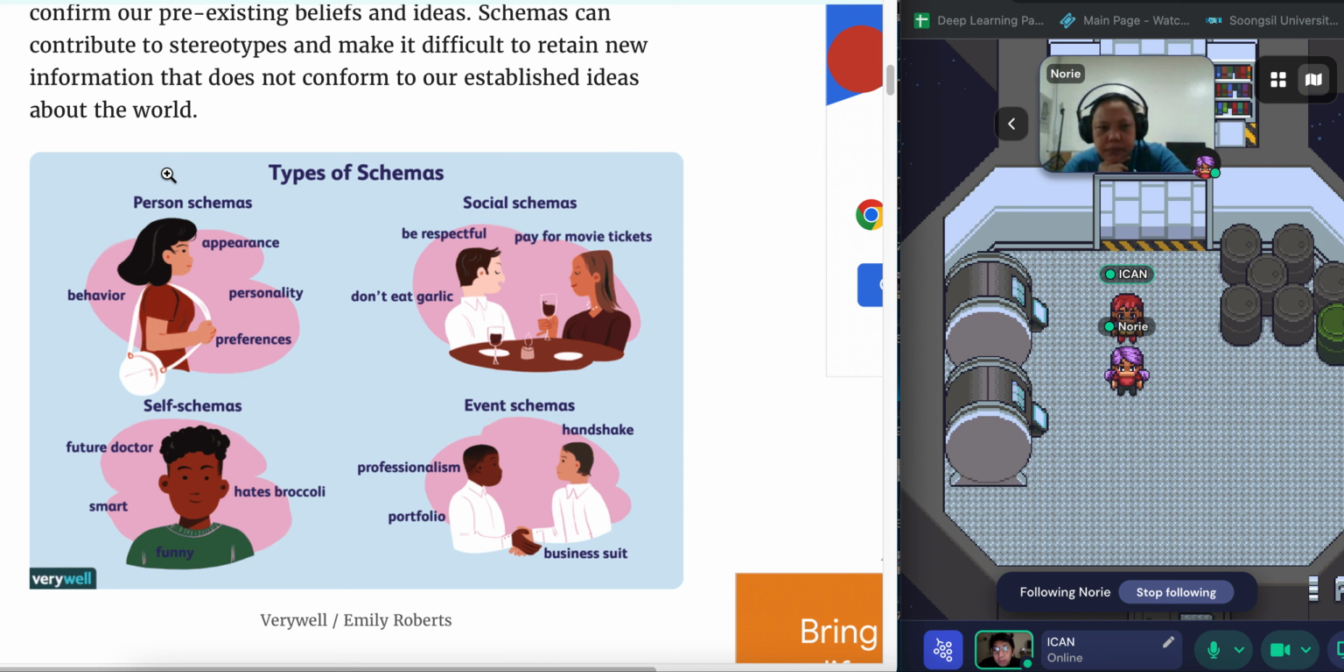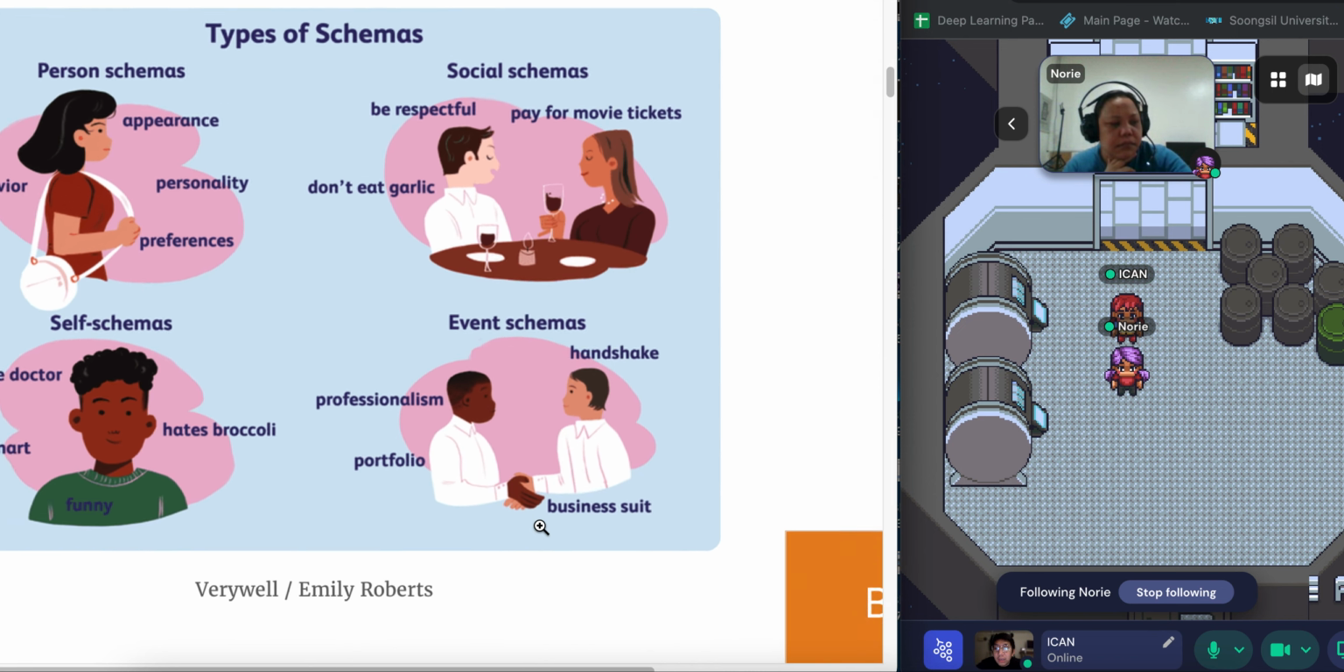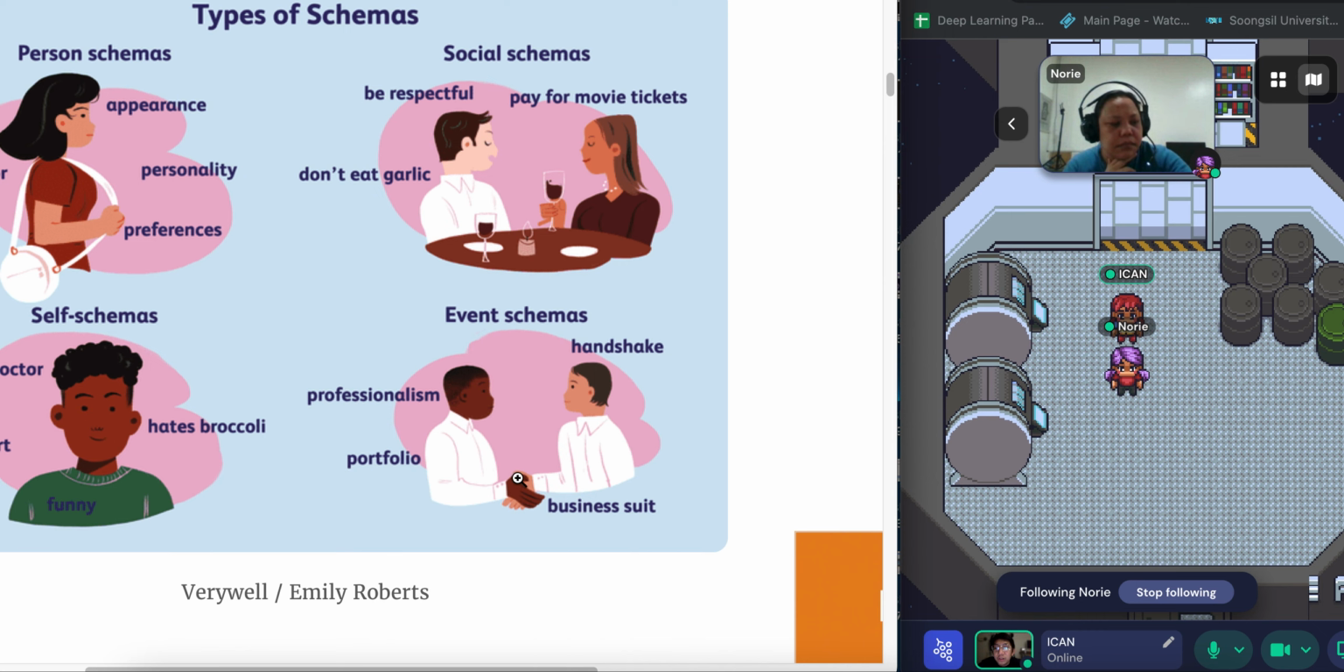So what do you think you like, and what do you think you can do or you hate? And then social schemas are how you communicate with other people. While event schemas are how you interact when something is happening in your life, or in this case professionalism, portfolio, and stuff like that.